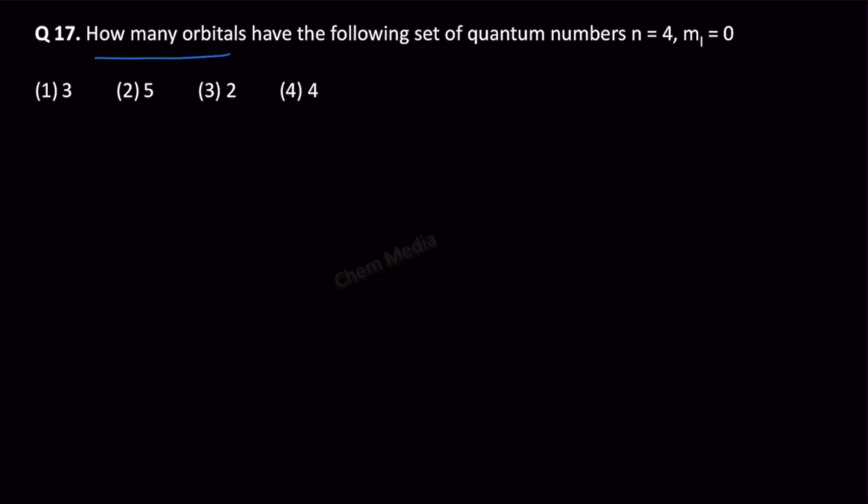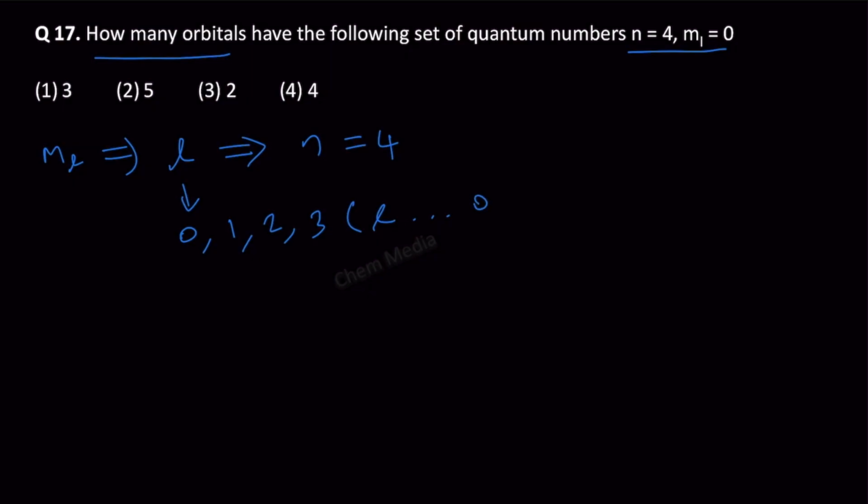How many orbitals have the following set of quantum numbers: n equal to 4, ml equal to 0? Magnetic quantum number ml depends on angular momentum quantum number L. Angular momentum quantum number L depends on principal quantum number n. When the n value is equal to 4, how many L values will we have? We will have 4 different L values, isn't it? They are 0, 1, 2 and 3, because L runs from 0 to n minus 1.